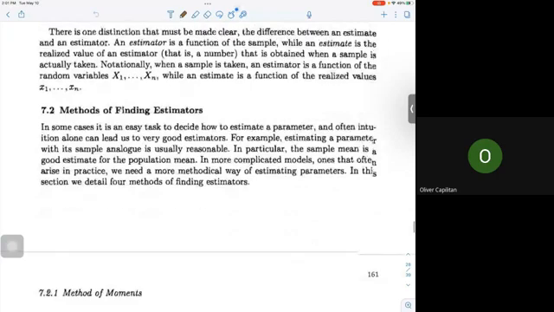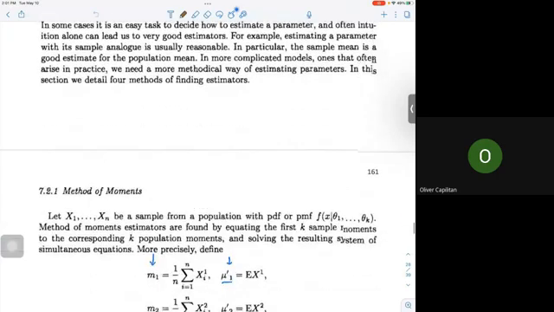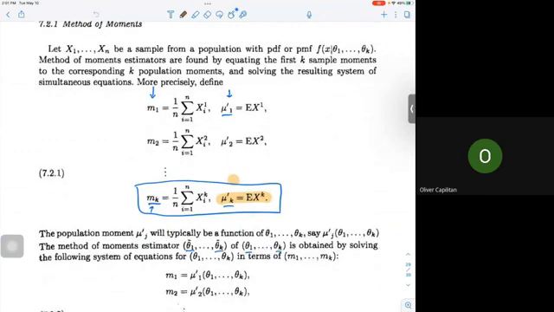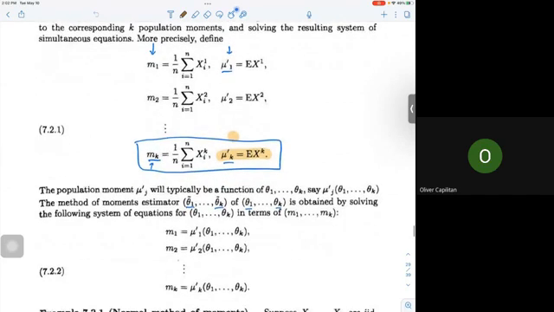So the first method for finding estimators, we have the method of moments here. We're going to equate the first k sample moments to the corresponding k population moments. And we have here the corresponding formula for the sample moments, the first up to the kth sample moments, as well as the formula in determining the kth population moments. So the kth sample moment is denoted by small m sub k, while the kth population moment is denoted by mu sub k prime.